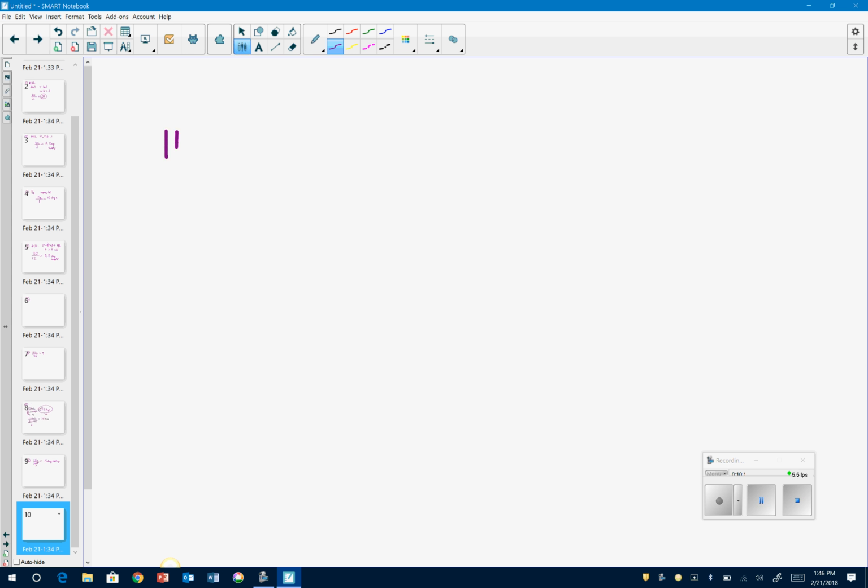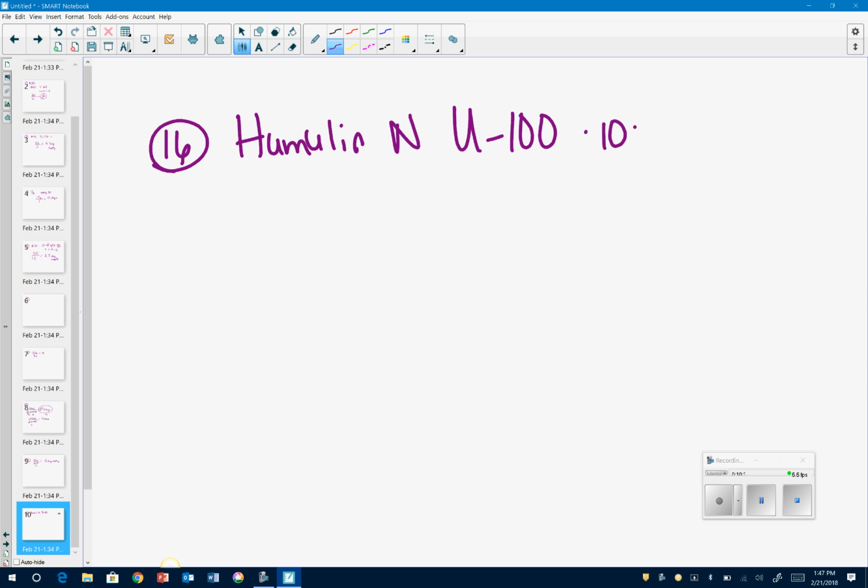Another one, number 16. I want to do this one because it's a little bit confusing sometimes with insulins. It says Humulin, 100 units in 1 milliliter, in 10 milliliters. So you would multiply this to get the total amount. So the total amount would be 1,000 units. Okay, so this one, the total units is 1,000.